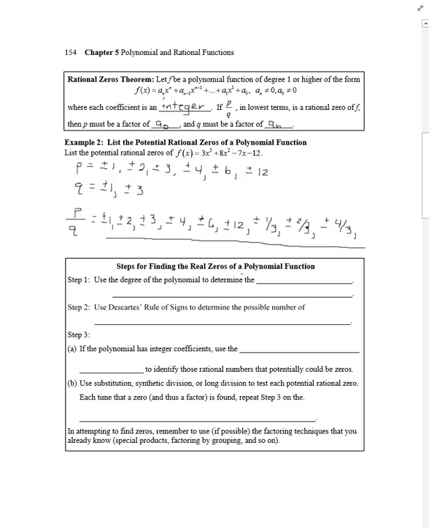So how do we use all of this information to actually find the zeros? Well, first we should use the degree to determine the maximum number of real zeros.